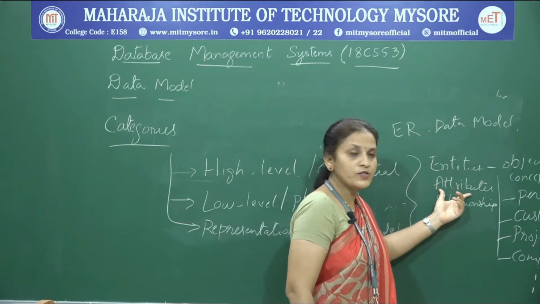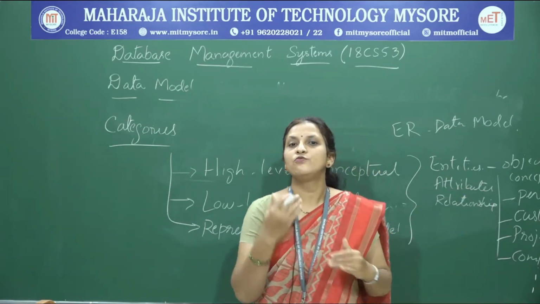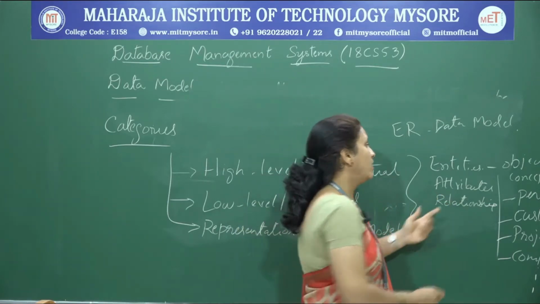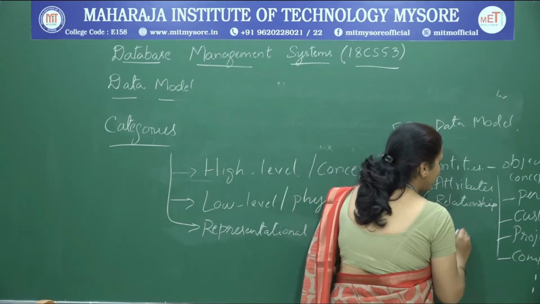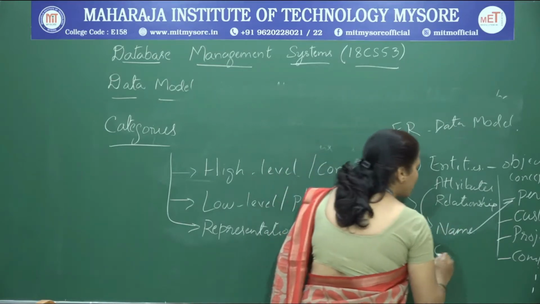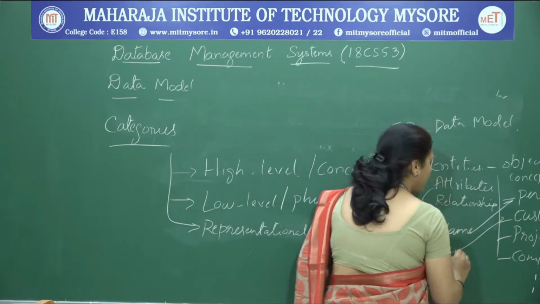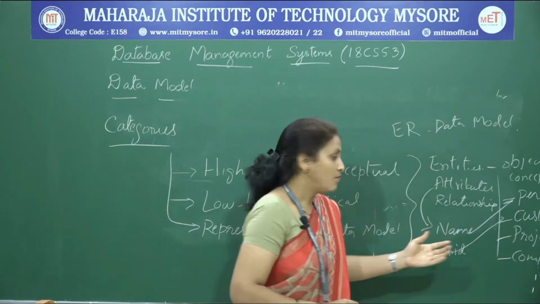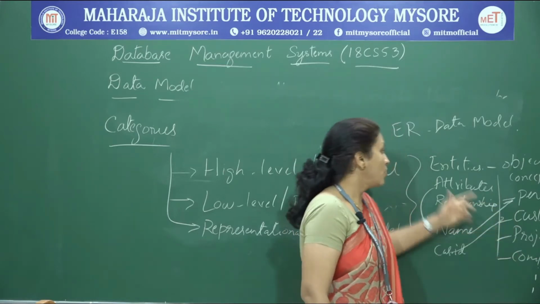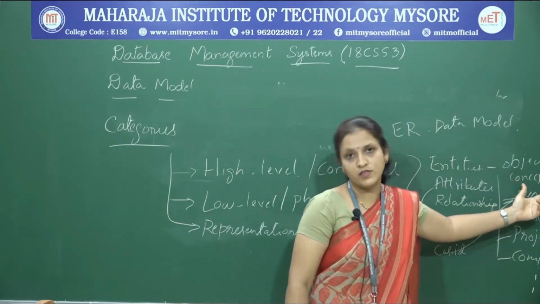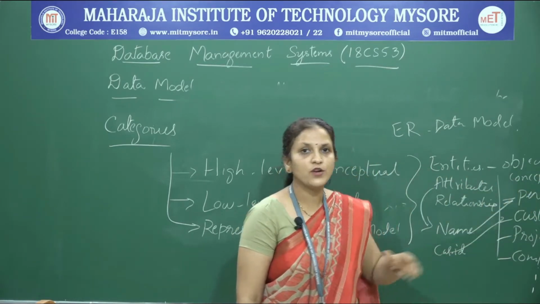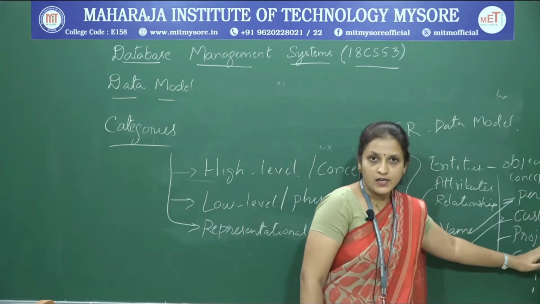Then what about the attributes? Attribute is nothing but a special feature or a characteristic which defines our entity. For example, name of a person, which defines the person's identity, right? Customer ID, which defines the customer, project name, which defines the project, and many more. So, entity is an object or concept in the real world, whereas attribute is a feature or characteristic with which we are going to explain the entity, right.